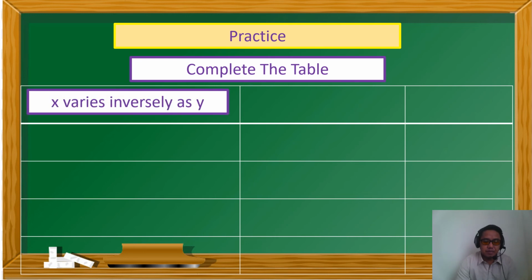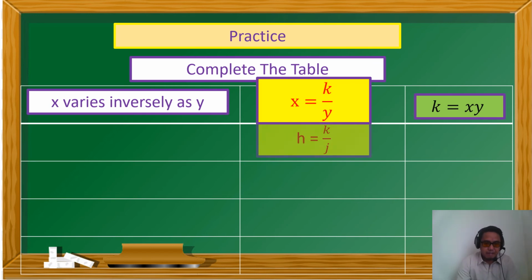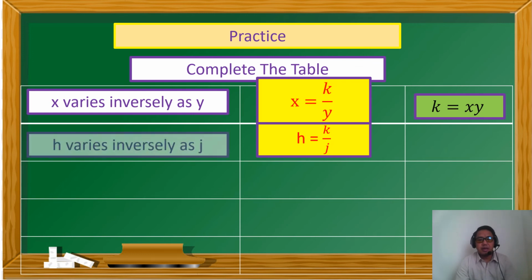Complete the table. Again, no, I want you to challenge yourself. Pause the video and try to answer. So, y varies inversely as x. That is equal to x equal to k over y. And the constant will be k equals x times y. So, if you have h equal to k over j, in sentence, that is h varies inversely as j. So, the constant is the product of h and j.